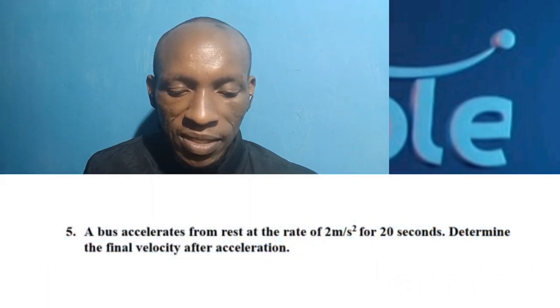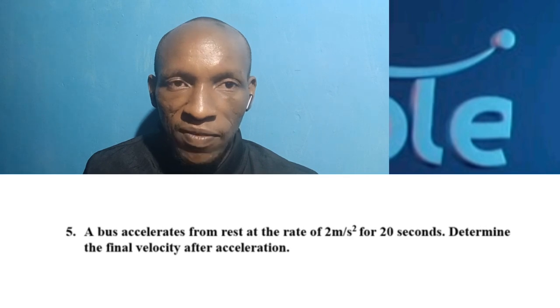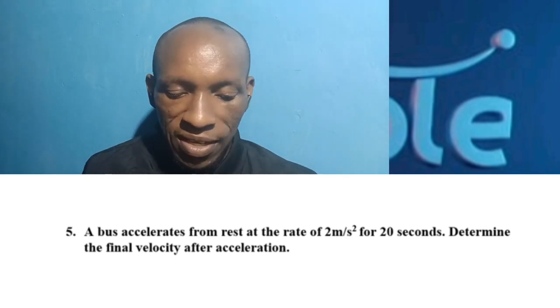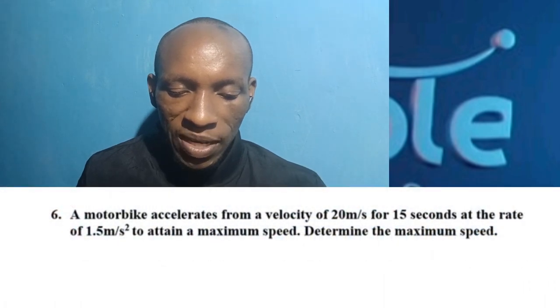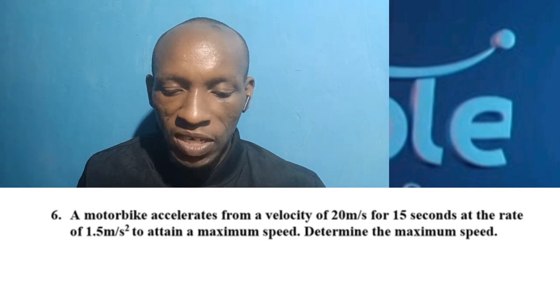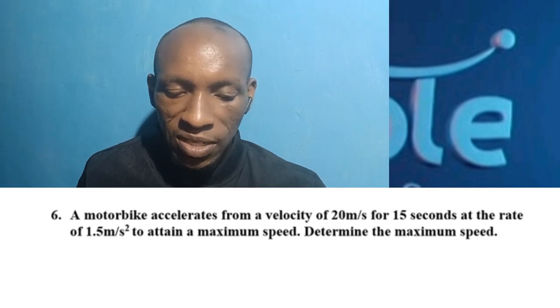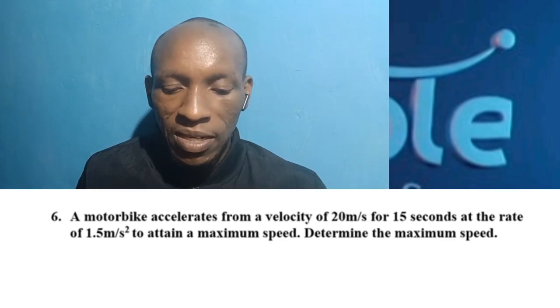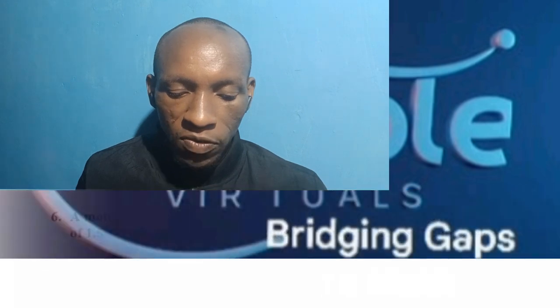A bus accelerates at the rate of 2.5 meters per second square for 20 seconds. Determine the velocity after acceleration. Okay. Question 6. A motorbike accelerates from a velocity of 20 meters per second for 15 seconds at the rate of 1.5 meters per second square to attain a maximum speed. Determine the maximum speed.